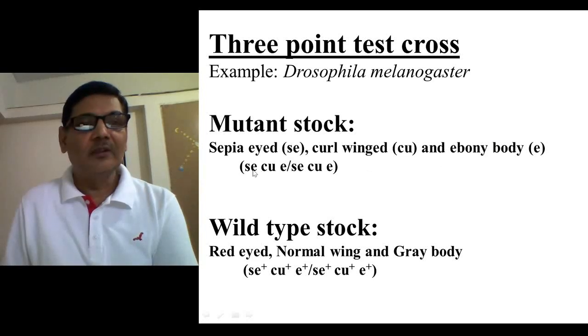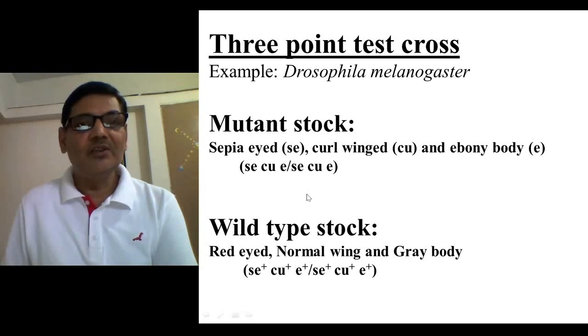But if these 3 alleles are normal alleles, that is sc plus, cu plus and e plus, and on the other chromosome also sc plus, cu plus and e plus, then such flies will show all normal features. They will be red-eyed instead of sepia eye, they will be normal winged instead of having curled wing, and gray body color instead of ebony body color. So they will be normal in their phenotype.